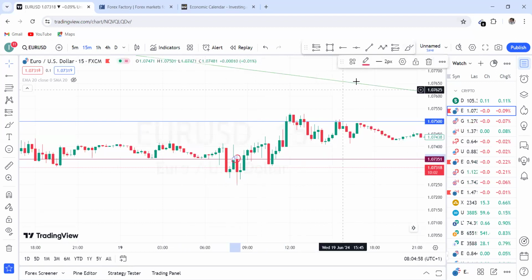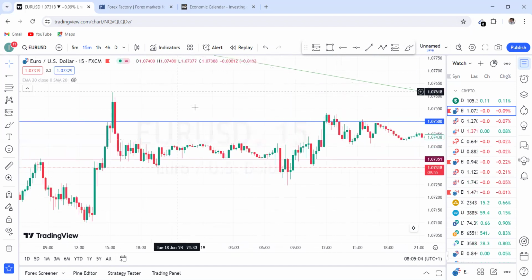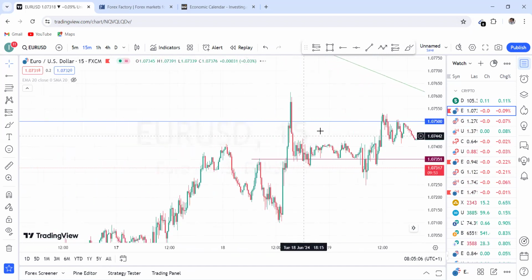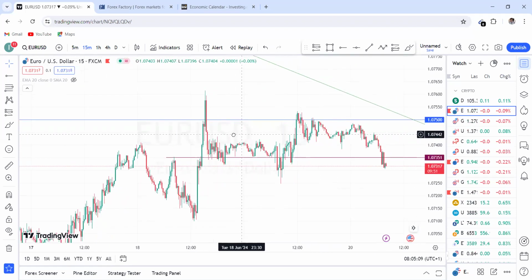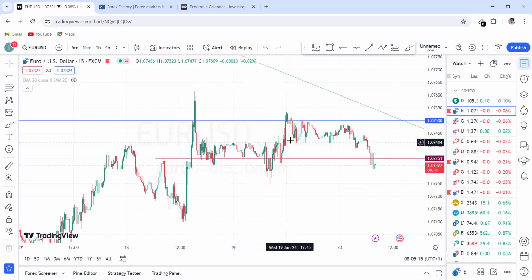But then we didn't see that. Rather, what did we see? Started seeing movement to the upside. But then, interesting enough, our sell biases is still valid. Reason being that regardless of this whole movement here, this pair has not been able to make a new high. It only came to this psychological level here.